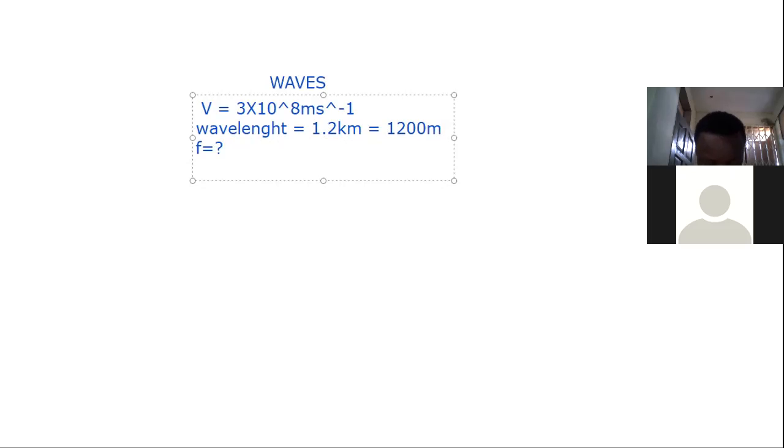So after getting the wavelength, you are looking for the frequency. The other day I told you frequency is equal to V all over wavelength, the sign for wavelength. I hope you remember this formula. Have you seen this formula? Yes, sir. Good. So substitute it in and let's see what you get.